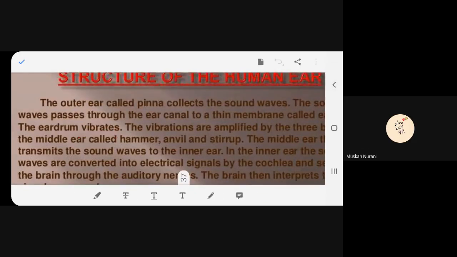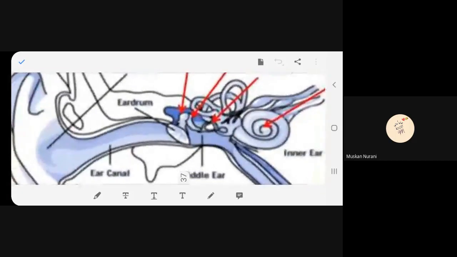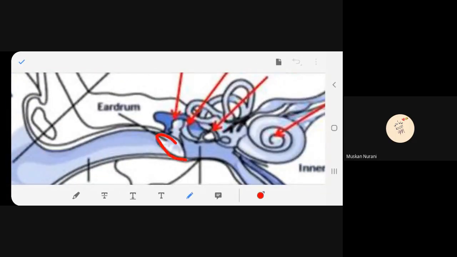Now, these vibrations are magnified or rather amplified by what? The vibrations that you got at the eardrum are amplified by hammer, anvil, and stirrup. These are the three bones which make up the middle ear. And they are magnifying the sound that you actually got in the ear canal, magnified three times more by the bones comprising hammer, anvil, and stirrup. This much have you understood? Yes, ma'am.